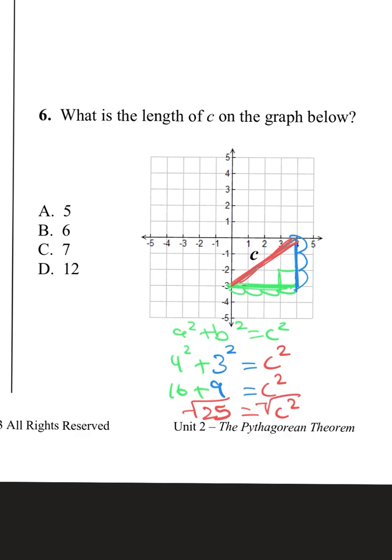Okay. So in this case, the square root of C squared is C, cancels out, right? And the square root of 25. So what number, when I multiply it to itself, equals 25? That is 5. And so what's the answer? A, B, C, or D? The answer is A, 5. All right, let's move on to part 2.